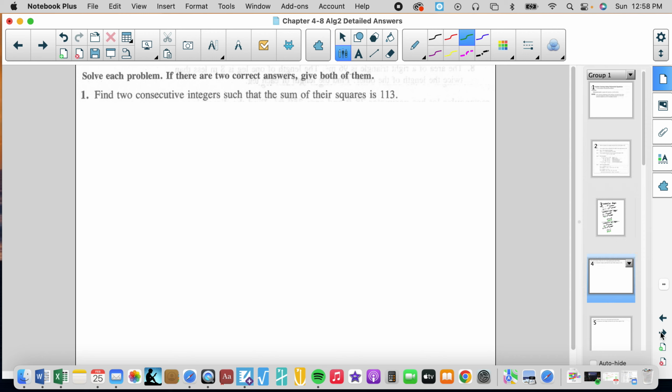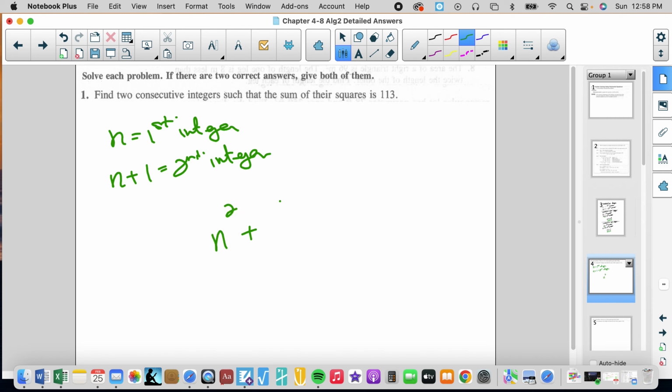And now we have to translate two consecutive integers. So we have n is our first integer, and n plus 1 is our second integer. Such that the sum of their squares, so the first number squared plus the second number squared, we have to use, yep, here it comes, Chewbacca, because that is our second integer. Sum of their squares is equal to 113. So that's how we'll do it.